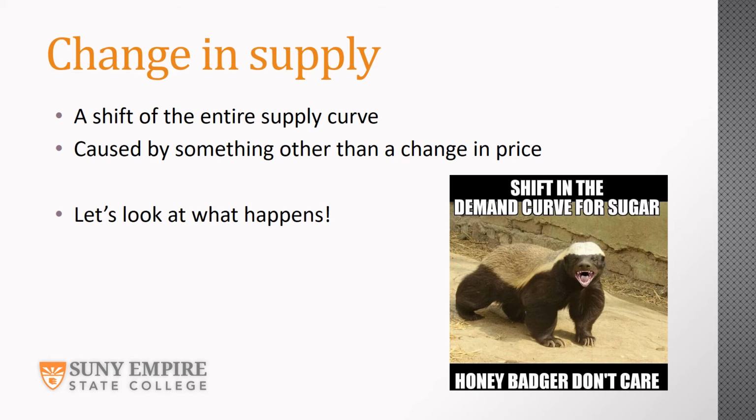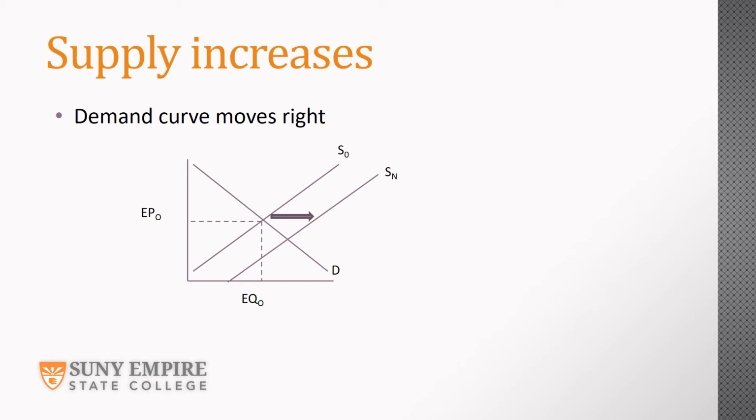Let's find out. Suppose a major technological advance happens that lowers the cost of production for some good. This results in an increase in the supply, which shifts the entire supply curve to the right, while the demand curve stays stable. This leads to a new equilibrium point. Compared with the original, the new equilibrium price is lower than the original. However, the new equilibrium quantity is higher than the original.